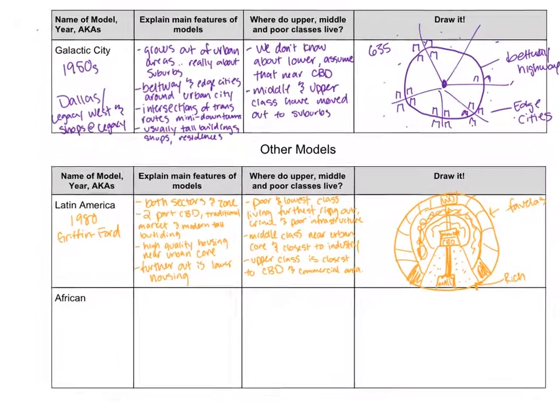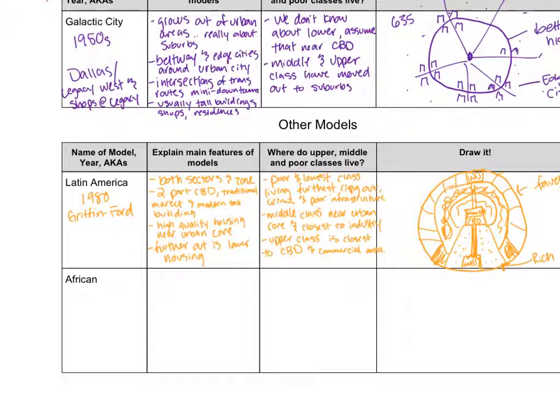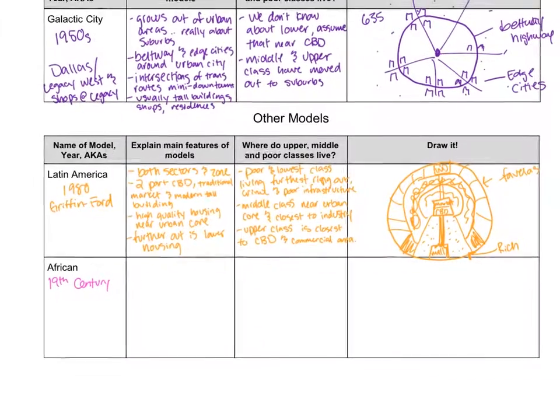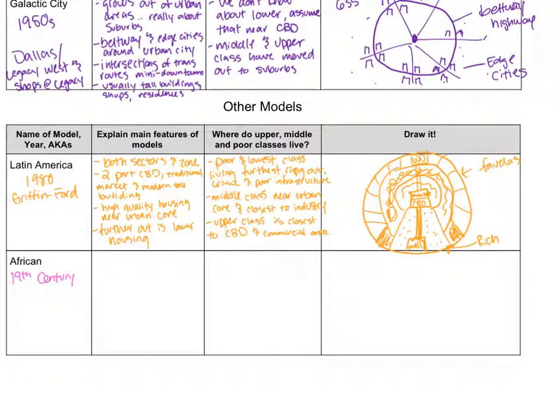And lastly, we're going to have our African city model. So this is going to happen in the 19th century. So that's what, 1800s? Yeah. So this is a really old model. And I'm going to draw it out because it's going to help us first. Okay. So again, this is going to be a circular model. Okay. And then we're going to have a ring on the outside again. And then in the middle, this is where things get a little bit different.